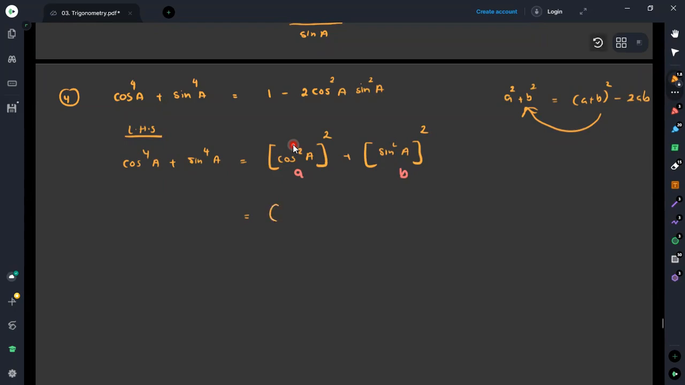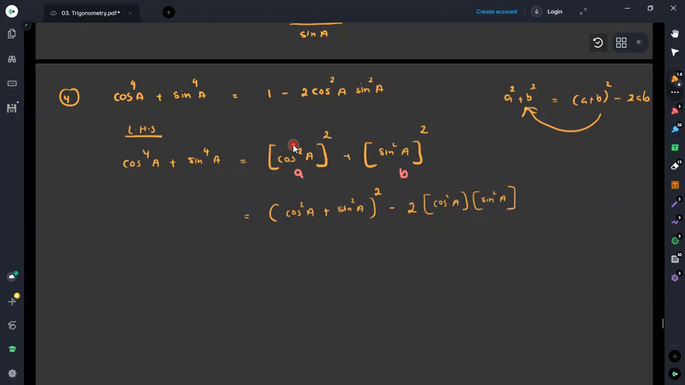Then we can have cosine squared A, the value of A, plus the value of B, sine squared A, given as A plus B, and we need to take its squared term. Then we have to subtract 2 times the AB quantity. Instead of A, we now have cosine squared A, and instead of B, we have sine squared A.